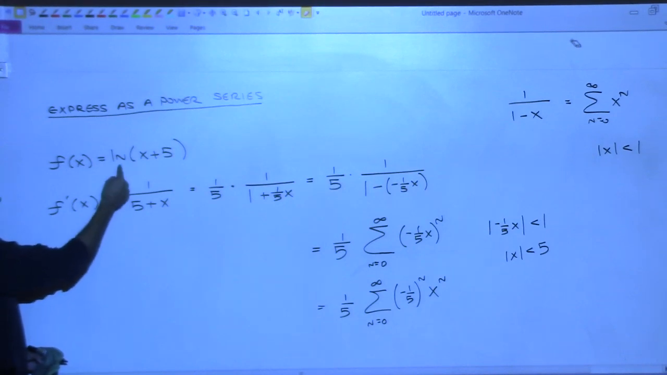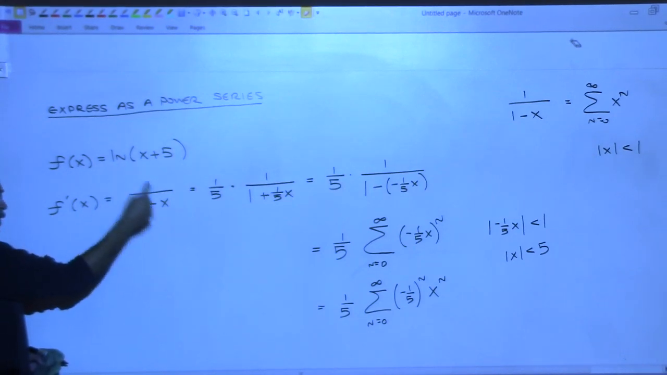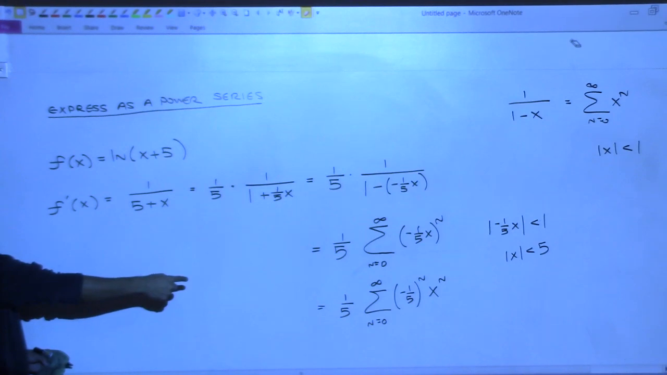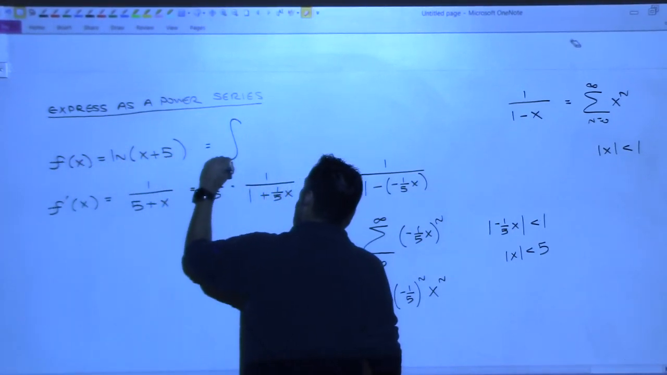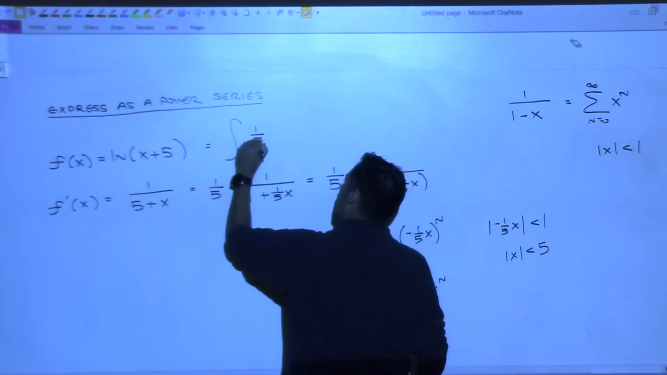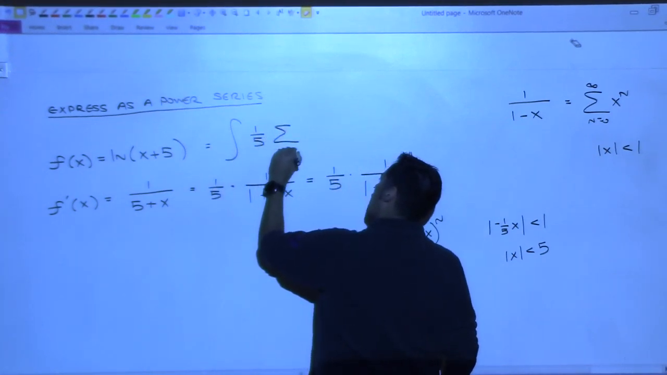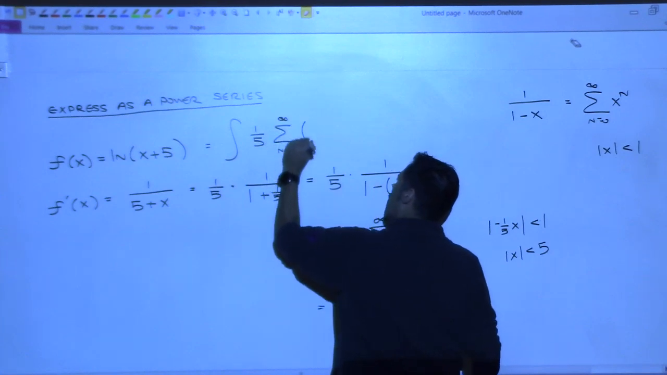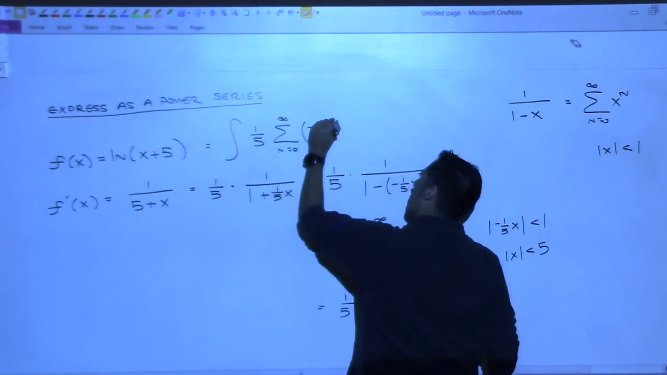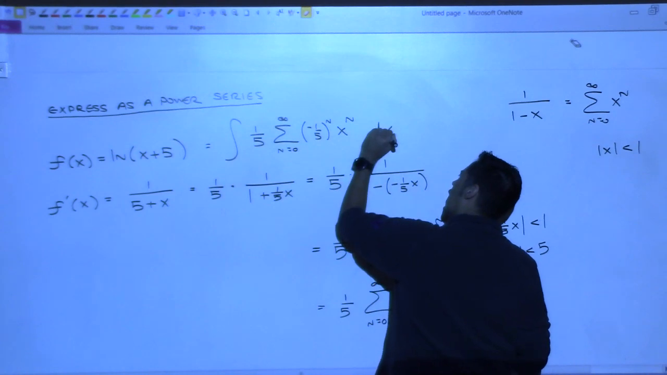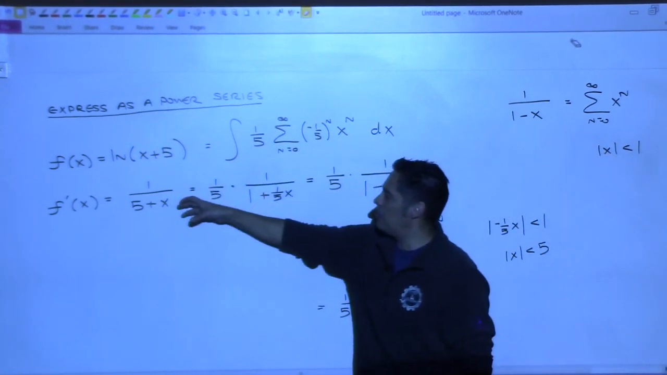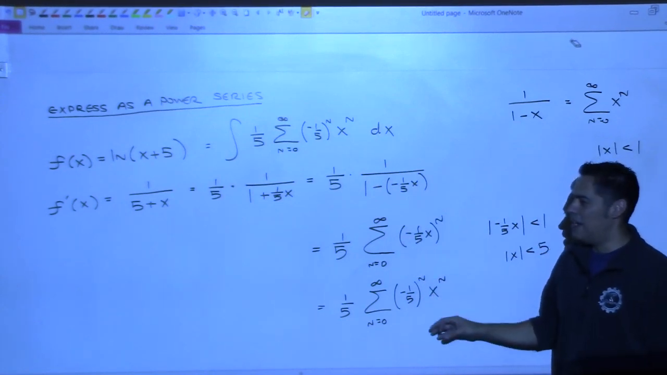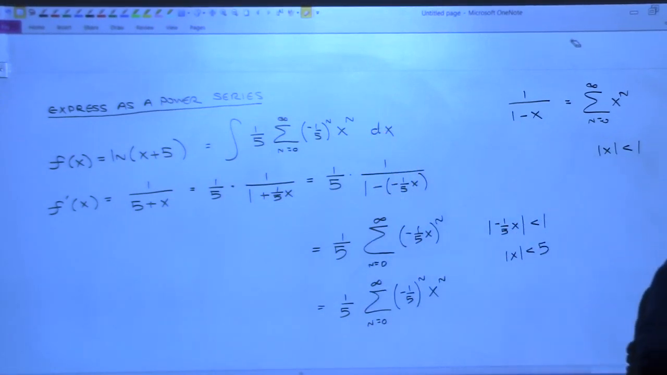So if I want to go back to this, what do I have to do? I have to integrate that. So this function should be the antiderivative of 1/5 sum n equals 0 to infinity of negative 1/5 to the n, x to the n dx. Make sense? It's like we took the derivative so that we could get a formula, and then we took the antiderivative to take it back to the original function. It's kind of weird, but that's what we're doing.